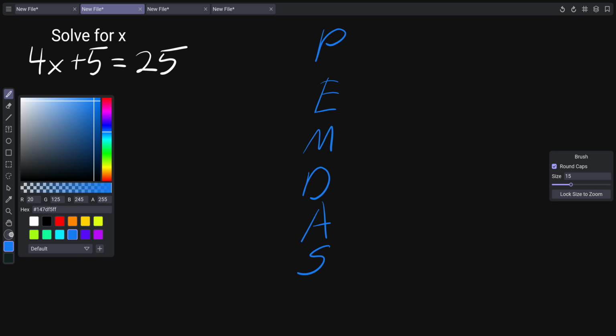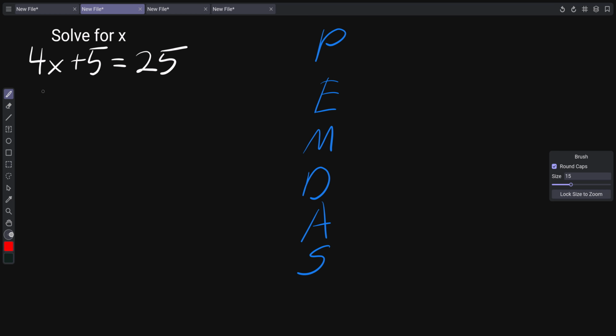So to show you what not to do, say if you were to divide 4 on both sides here, this would be a mistake. If I divided 4 here and I divided 4 here and got x plus 5 over 25 over 4. This is something that you certainly would not want to do.